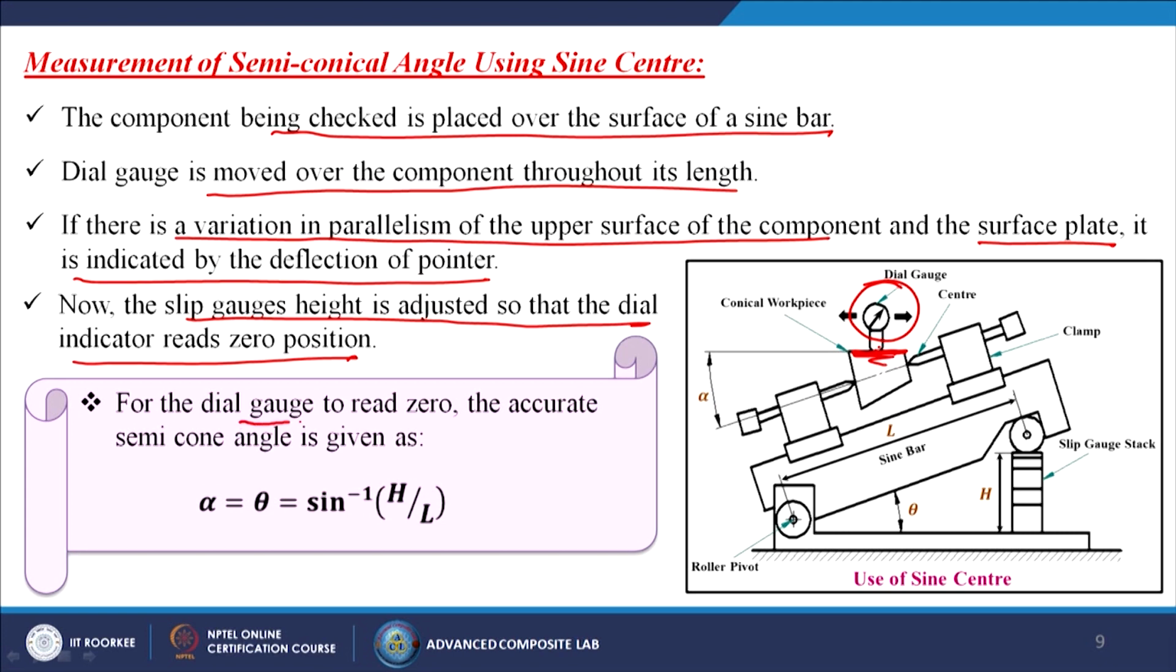Now, for the dial gauge to read 0, the accurate semicone angle is given by alpha. Alpha is equal to theta, that is, alpha equals sine inverse of capital H by capital L. Simple thing is that we have the sine bar, we put it like an exact mirror image with the sine bar, and then we measure the angle.